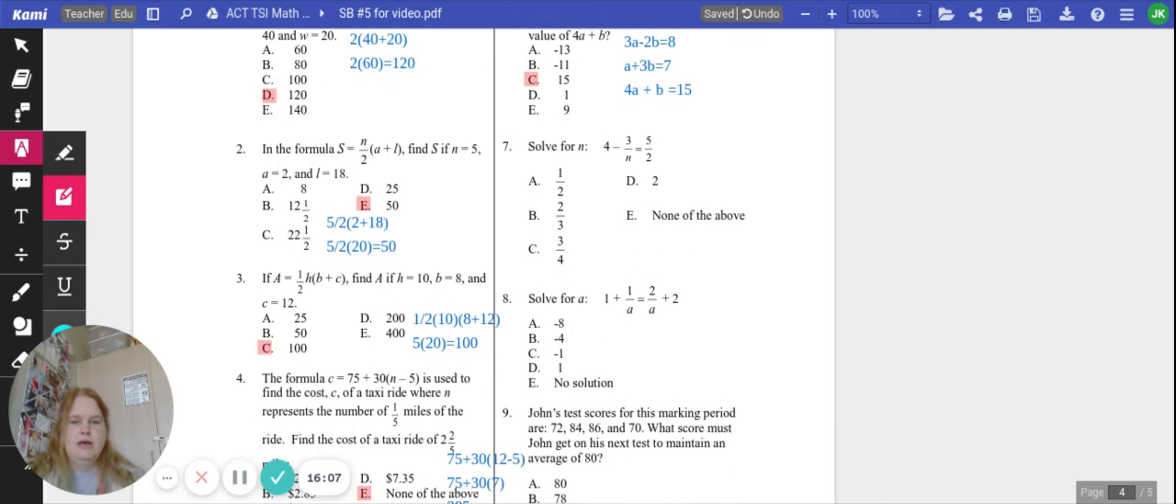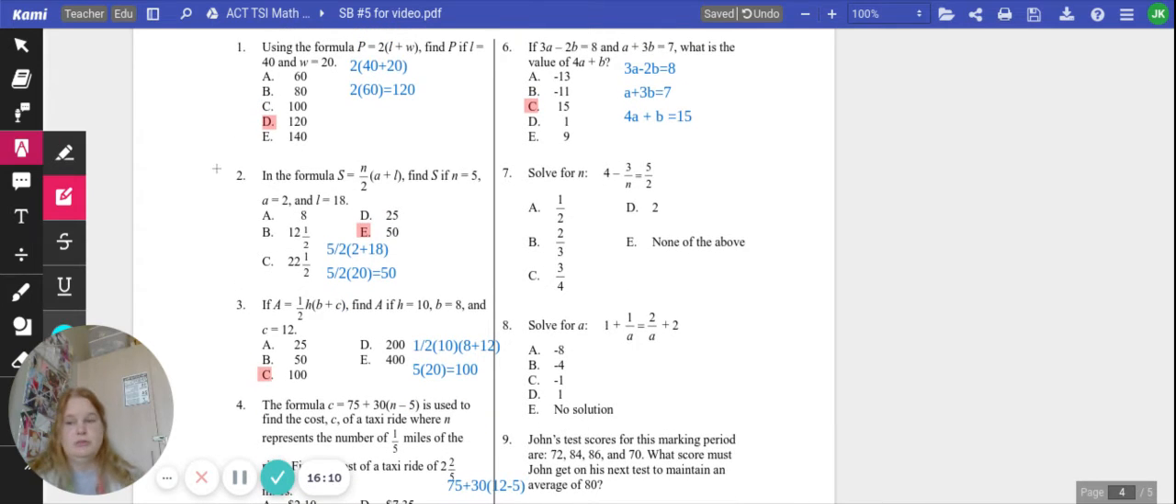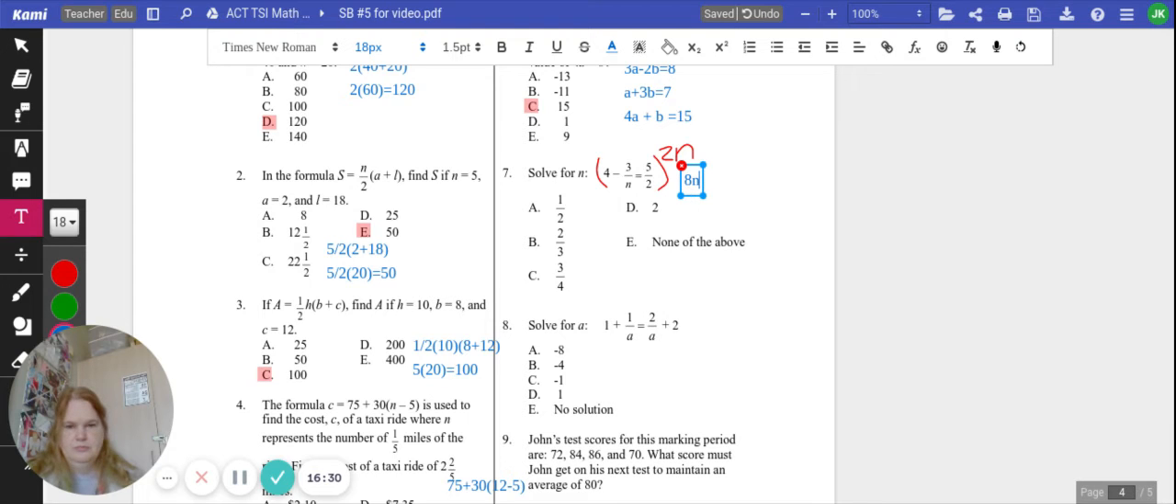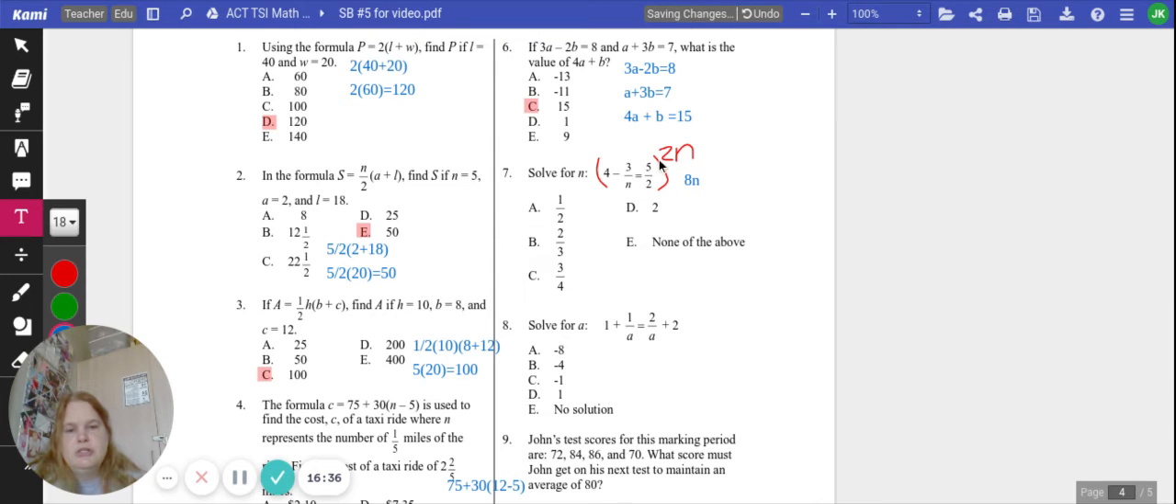All right, now number 7, that's a rational expression. The best way to deal with them is clearing fractions. The denominators are n and 2, so I'm going to multiply everybody by 2n. All the terms get a 2n. So 4 times 2n is 8n. Now the next fraction, negative 3 over n. The n's are going to cancel, but you get 2 times 3, so minus 6.